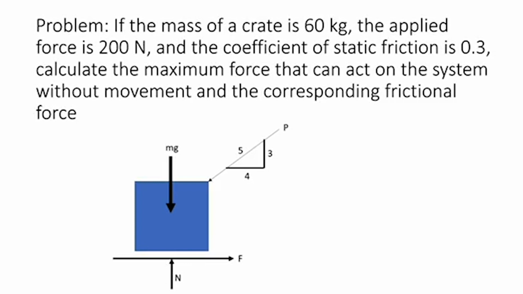So let's get started. This problem is asking about a crate with a mass of 60 kilograms, and there's a force being applied to it. This picture actually comes with the written problem, so we know that the force is being applied at the angle of a 5, 4, 3 triangle. That means we know a lot more about the angles of the force and the way that force will act on the x and y axes. This force is a 200 Newton force, and there's a coefficient of static friction of 0.3.